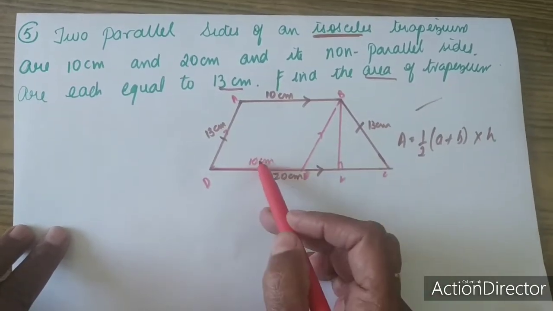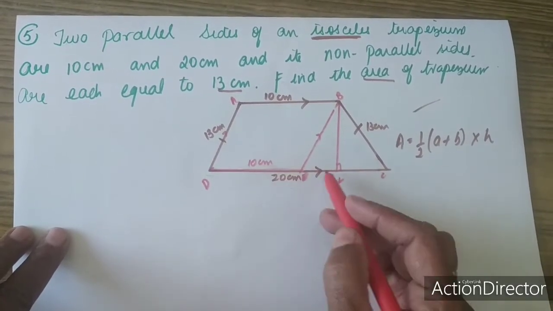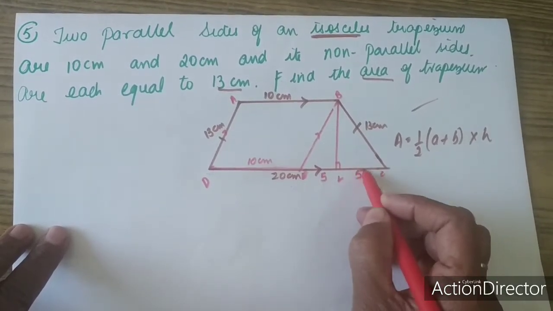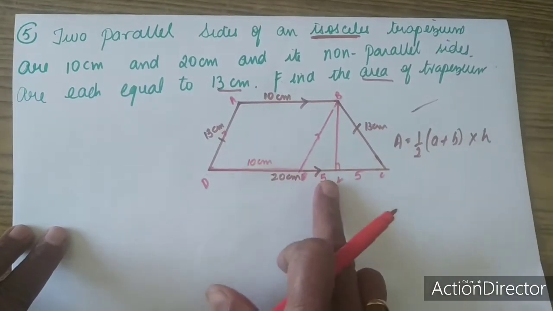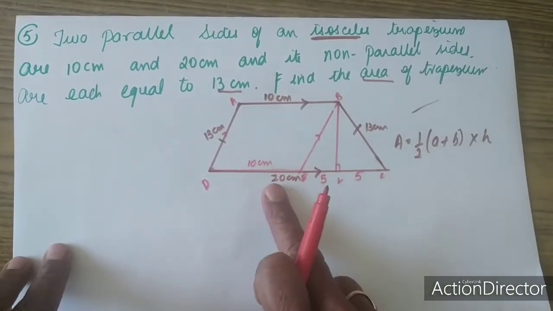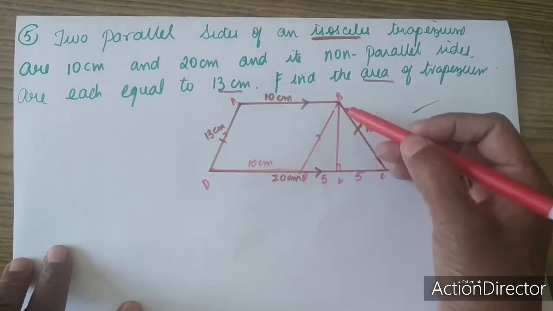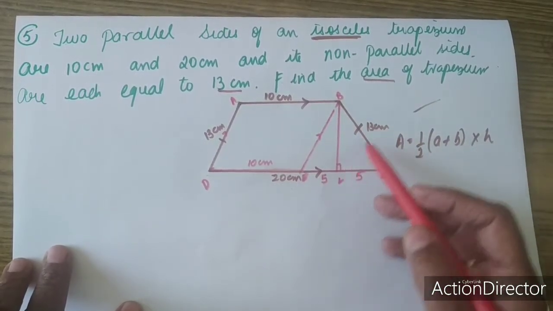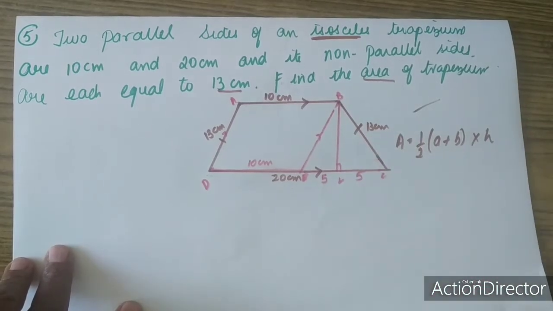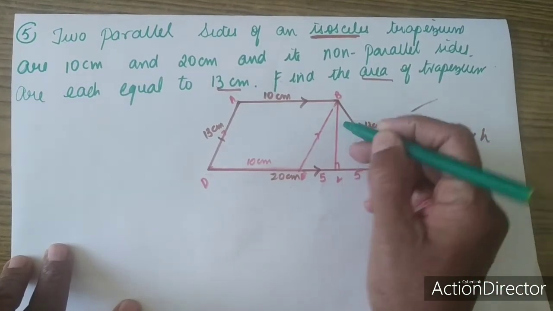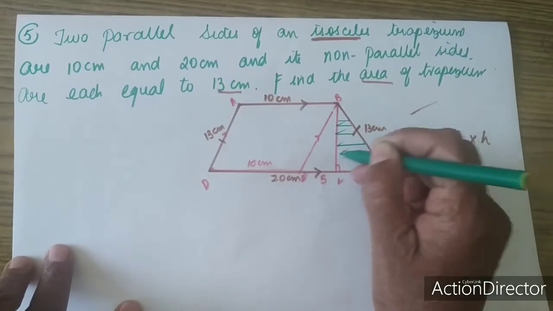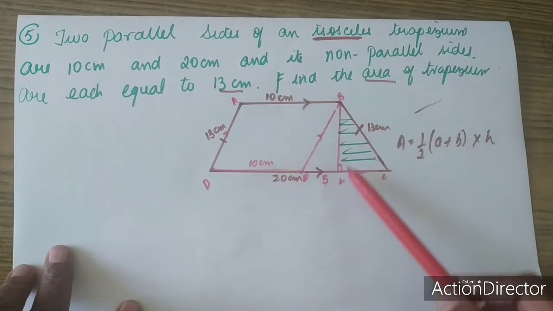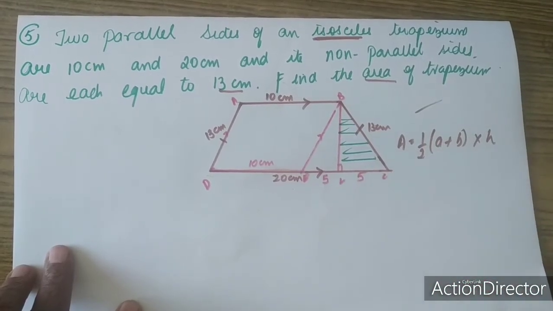And out of 20, 10 is removed. So remaining I am having 10. This 10 is divided into 5 and 5. So totally 10 plus 5, 15, 15 plus 5, 20 whole measurement I am getting. Now since this is a perpendicular, for this triangle, let us shade this triangle and use Pythagoras theorem. So you will be getting BC square is equal to BL square plus LC square.